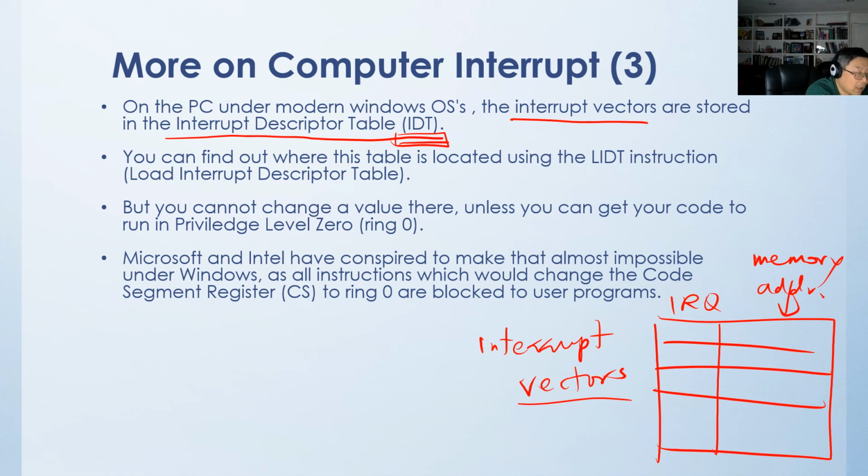Okay, so you can find out where the table is located using the LIDT instruction. It's called load interrupt descriptor table, something like this. Now, the user normally cannot change the interrupt vectors. You cannot change the IDT because it's so important. They don't allow people to change it unless you are a super user, where your code runs at the privileged level, or level 0.